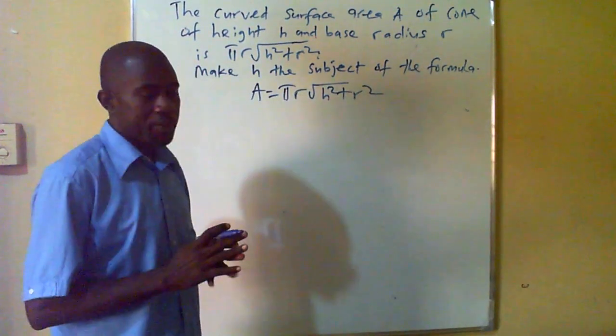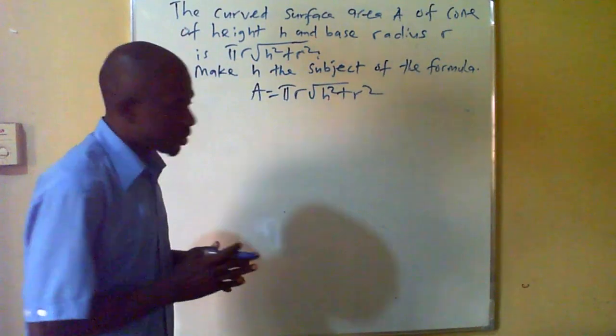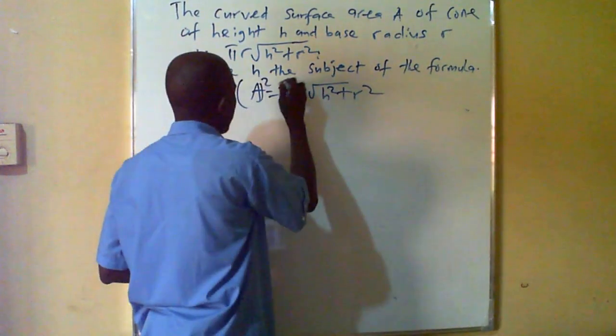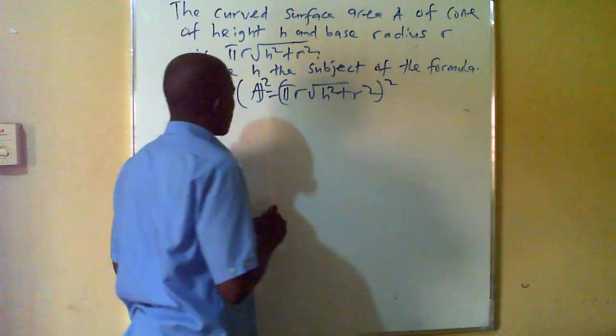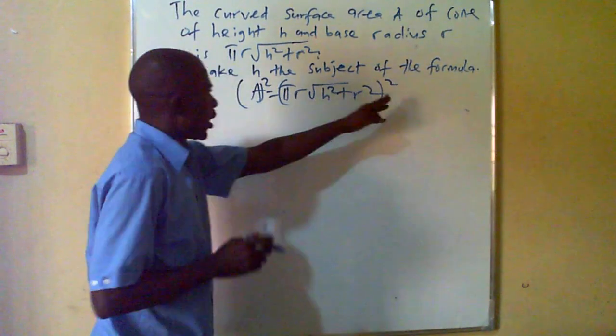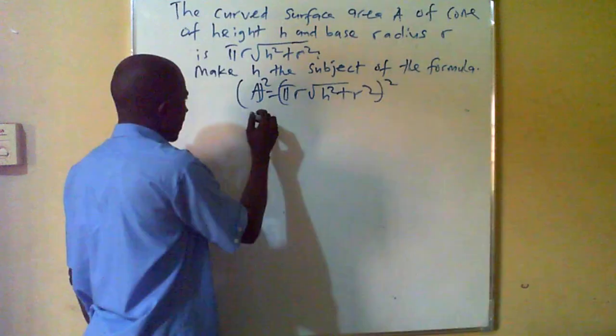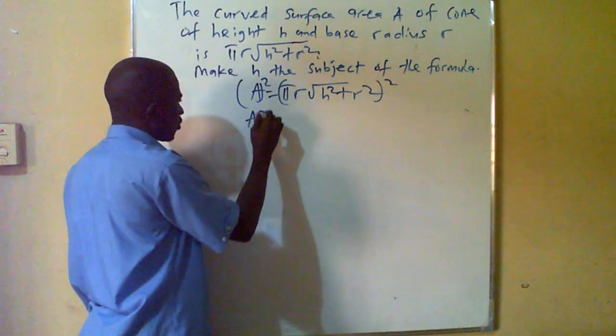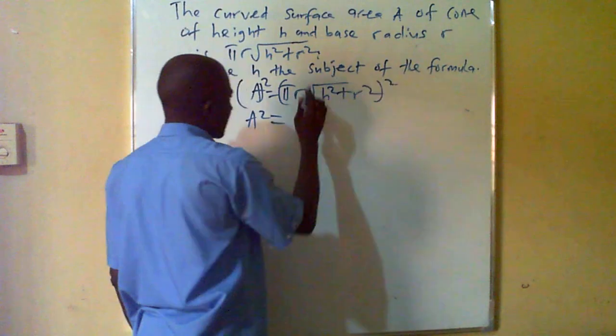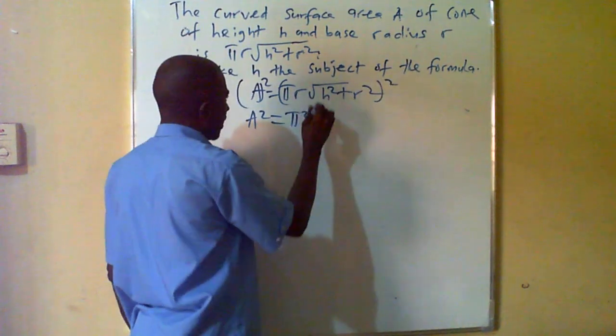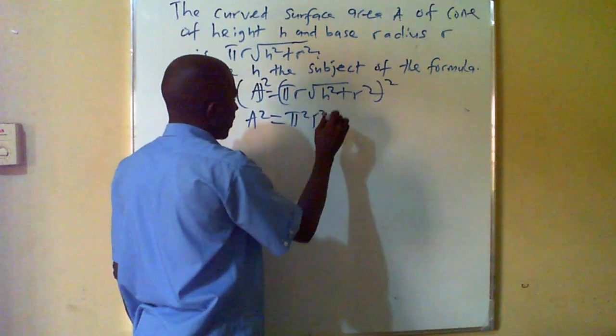So the first step is we square both sides. This square will affect everything inside the bracket altogether. After we square both sides, we now have A squared. Remember, this will affect everything here, so we now have π squared, r squared.